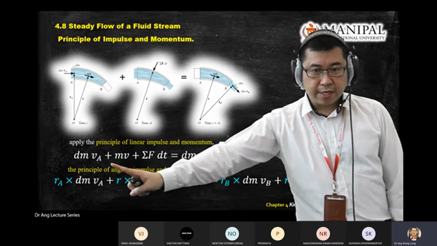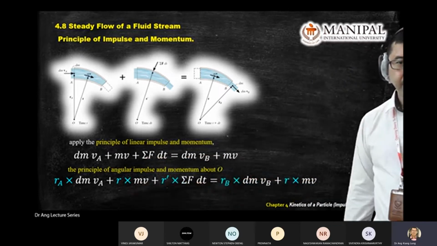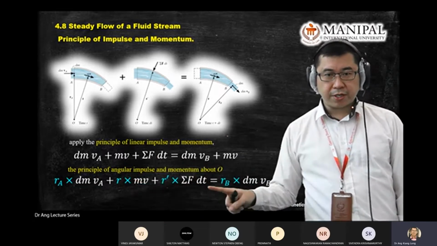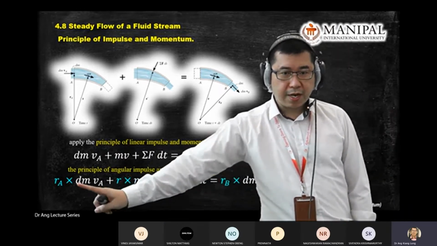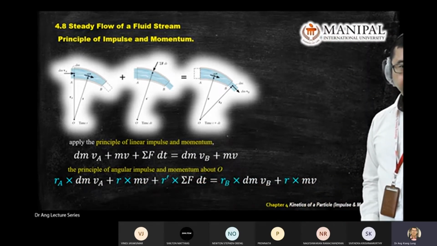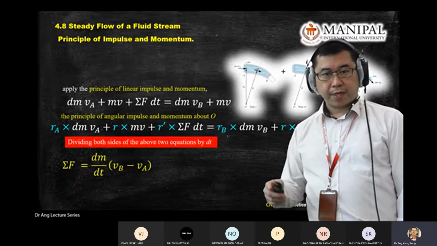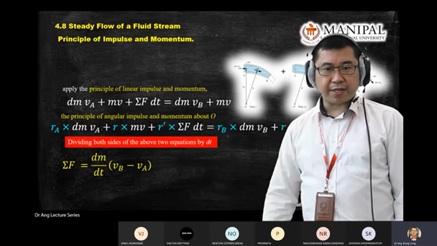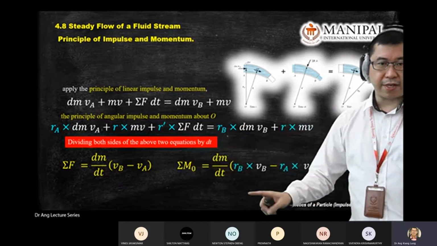This is scalar. This is vector form. When you see cross, it means you work in three-dimensional calculation. So this is the principle of angular impulse and momentum. You see R cross something, R cross something, and so on. Then you do some modification. You divide both sides by dt. You arrive at this one and this one.